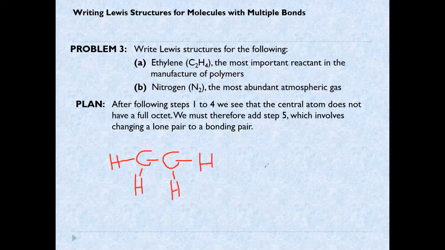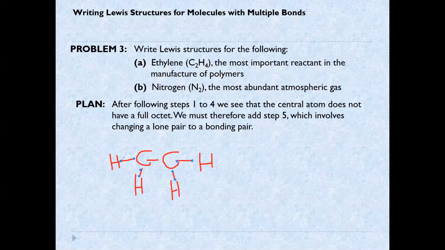So now we need to put the electrons around the atoms. Do you need to put anything on hydrogen? Hydrogen is already okay, 1 bond. So this is 1 electron here, 1 electron here, and so on for each bond.